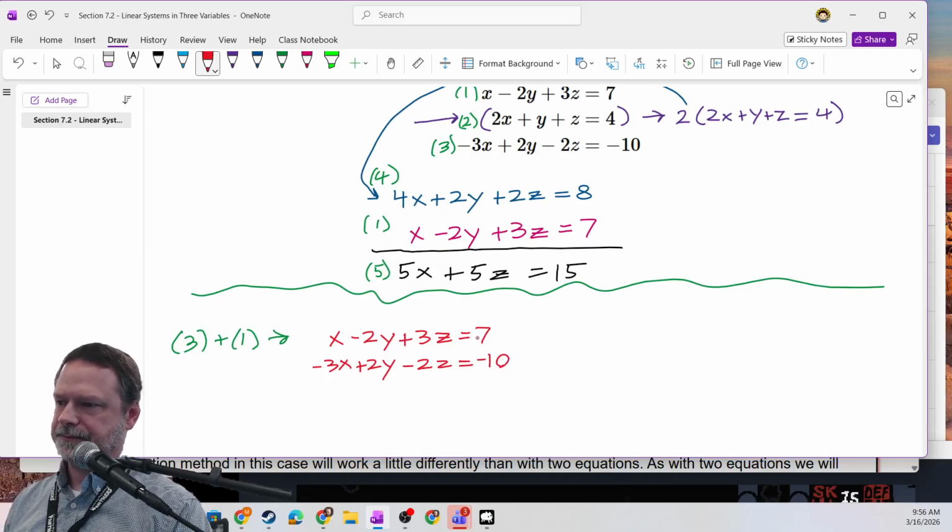No. We did 1 plus 4, the last one. I could have done 4 minus 3. I could have changed the sign on all of these, then added it to 4. And that would be another way to get rid of 2y. So there are lots of options here, lots of ways to get rid of y and create a new equation in just x and z. But that is what I'm trying to do.